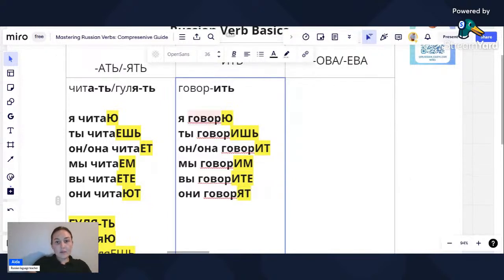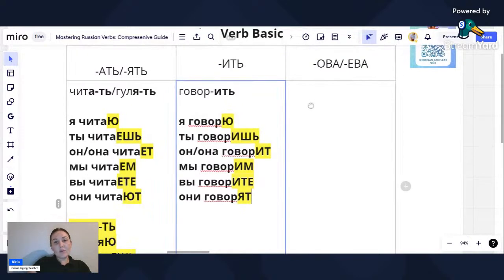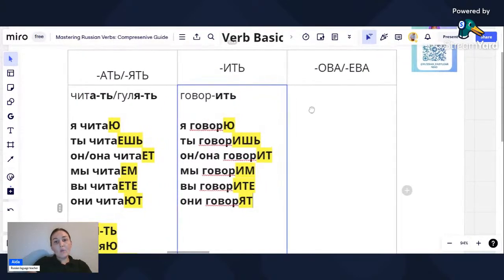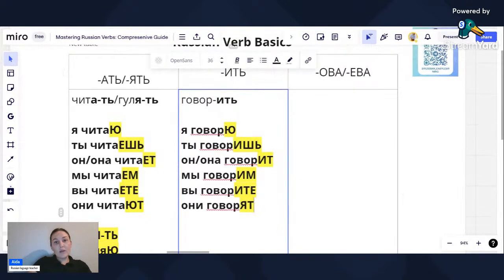Okay, so let's have a look at this group one more time. So this verb говорить belongs to the second group, and we change it like this. We need to cut this ending ить, and then put personal endings. Please pay attention that when we talk about first group, we have е in the ending. When we talk about second group verbs, we have и at the ending, okay?